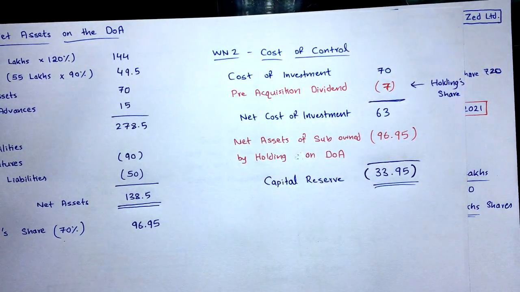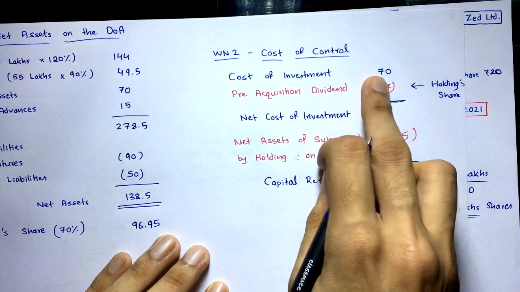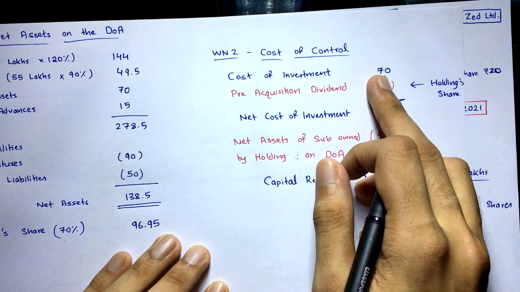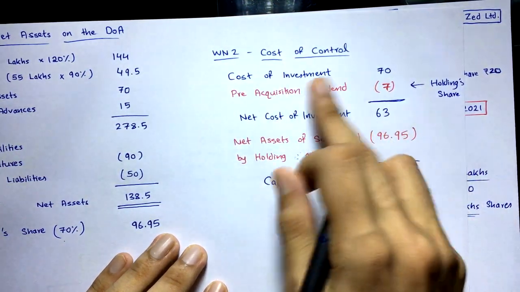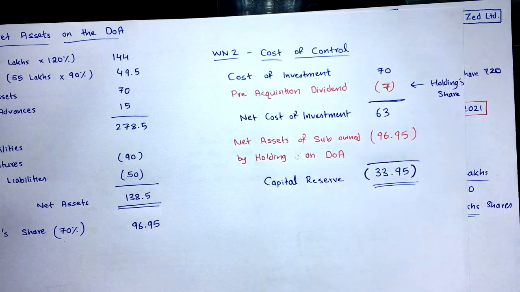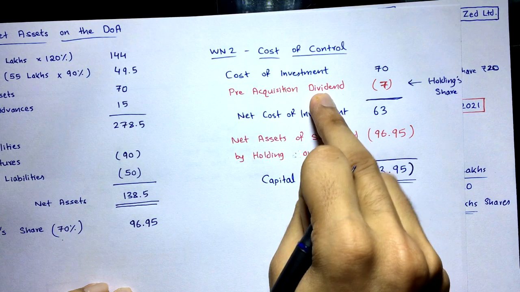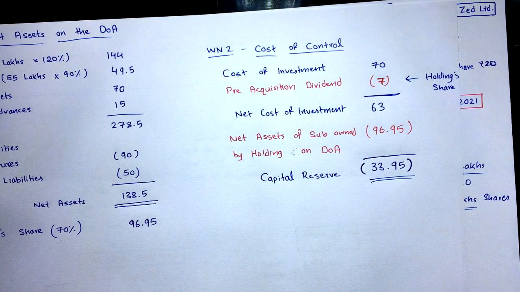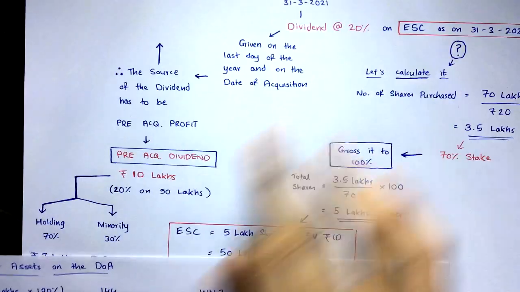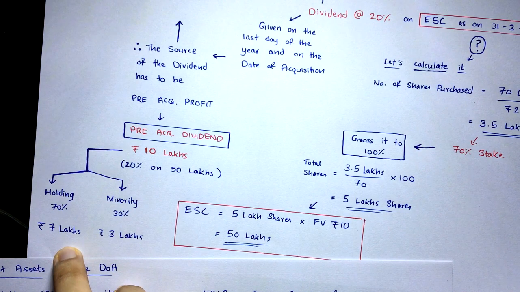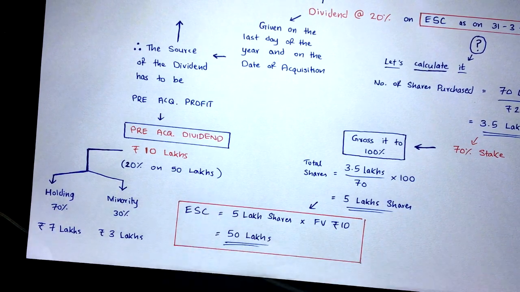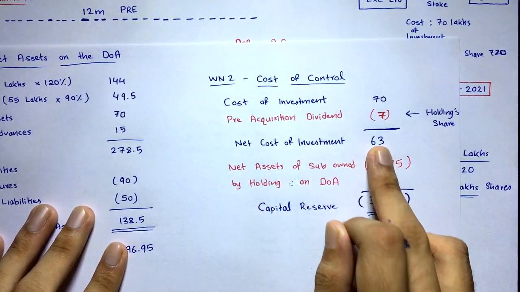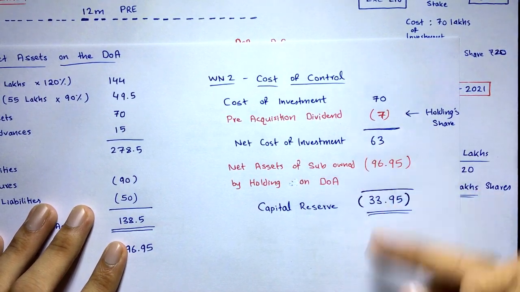Now to do the cost of control, it's very simple. You will take cost of investment 70 lakhs. In a full-fledged question, where will you get this? From the balance sheet. Investment in subsidiary in the holding company's balance sheet will be there, 70 lakhs. You will take it from there. And then you will subtract pre-acquisition dividend 7 lakh. We saw that, right? Pre-acquisition dividend is 7 lakh, which is a recovery of cost. You have to deduct it from the cost of investment of the holding company. So the net cost of investment is 63 lakh. Now from this 63 lakh, you will subtract what?